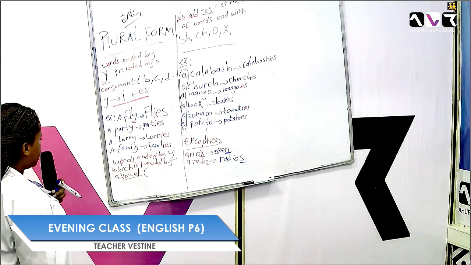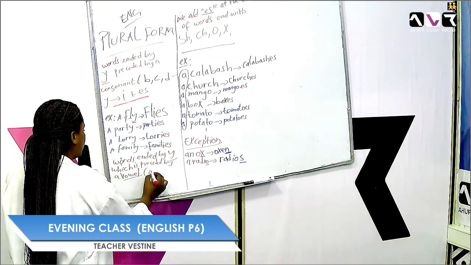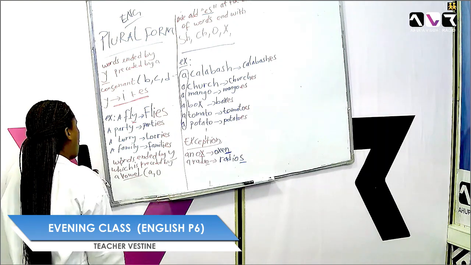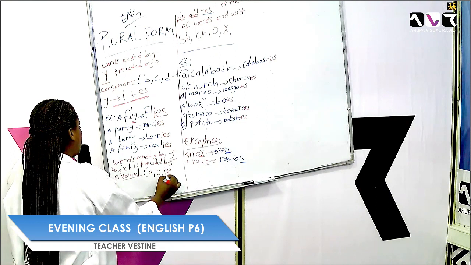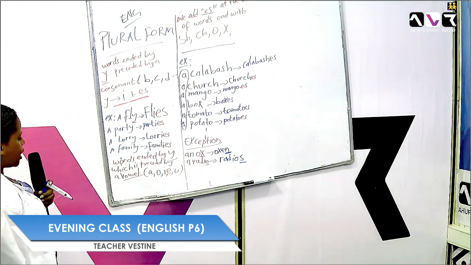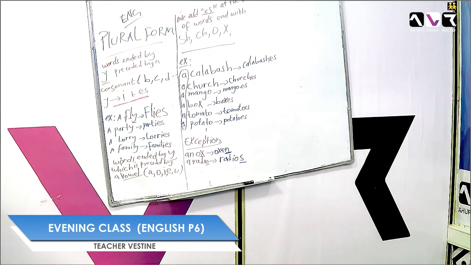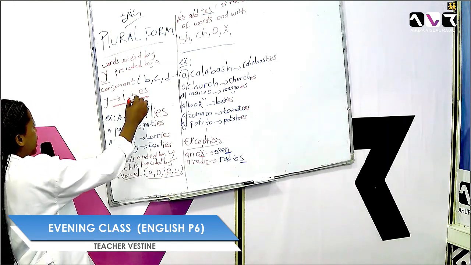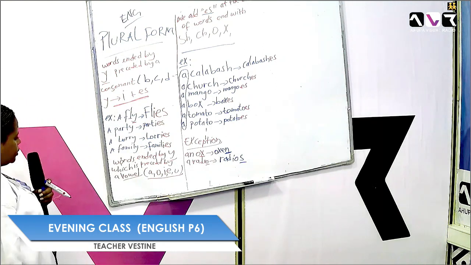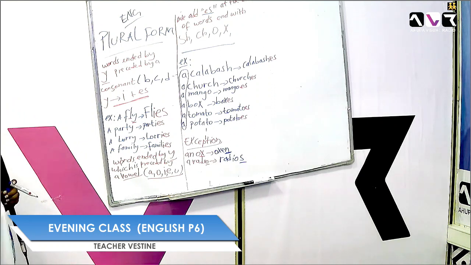My fellow students, a vowel is A. It is not B. B is a consonant. You have A, O, I, E, U. Those are vowels, which are different from the consonants. Let us see the difference between them, because all these words are ended by Y, but the difference is there. That Y is preceded by which? Is it a consonant or a vowel?